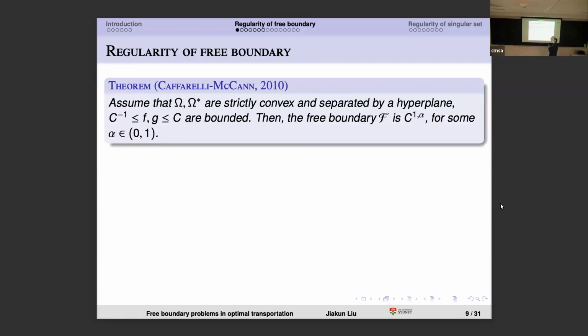And the first result in this topic, a very important one, was proved by Caffarelli and McCann. They show that as long as the two domains, omega and omega star, are uniformly convex and separate from each other, and the density function is bounded from below and above, then the free boundary will be C1 alpha for some alpha between 0 and 1. But their argument is by compactness, so there's no explicit estimate on alpha; we only know alpha is between 0 and 1.